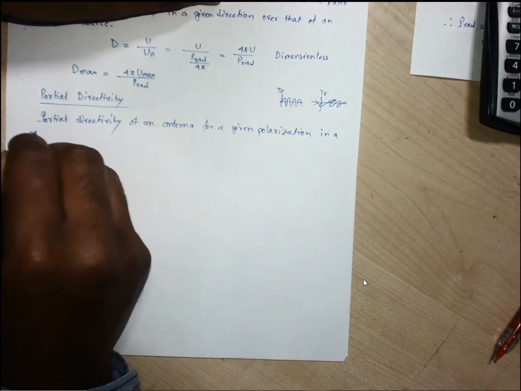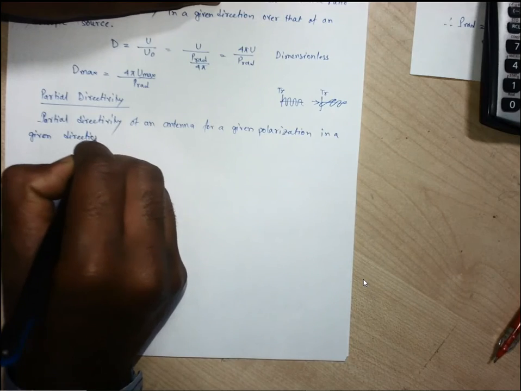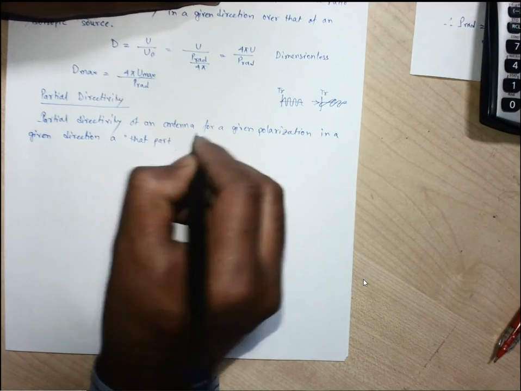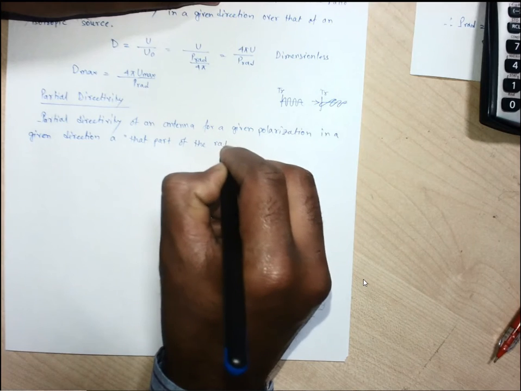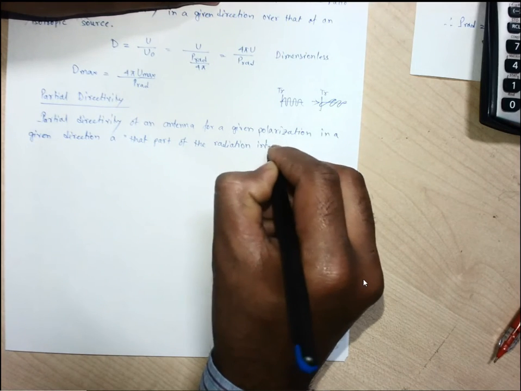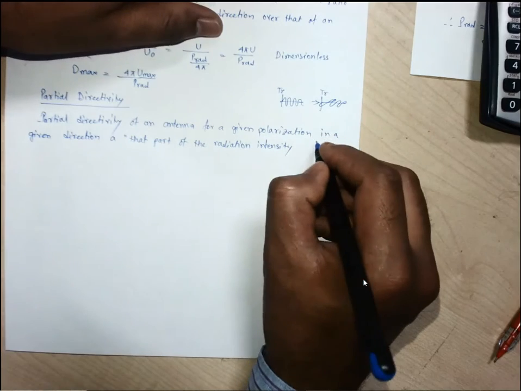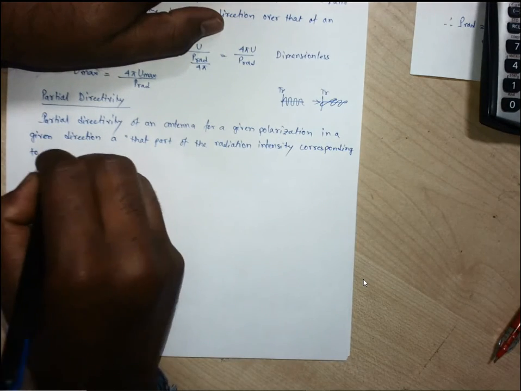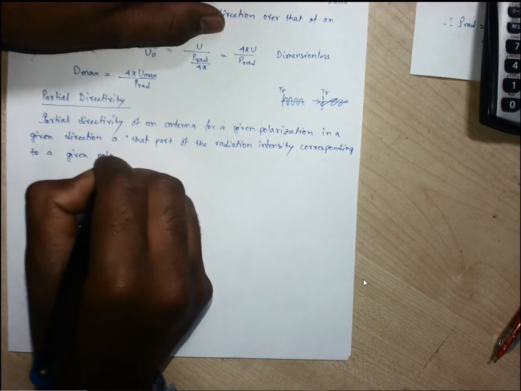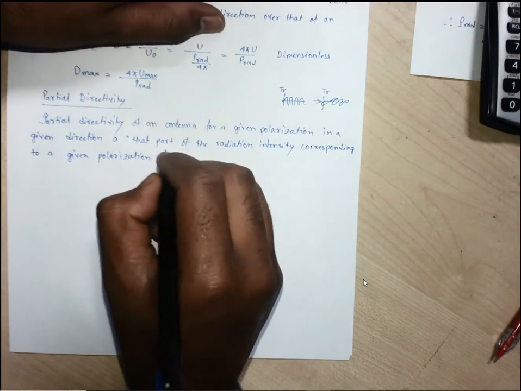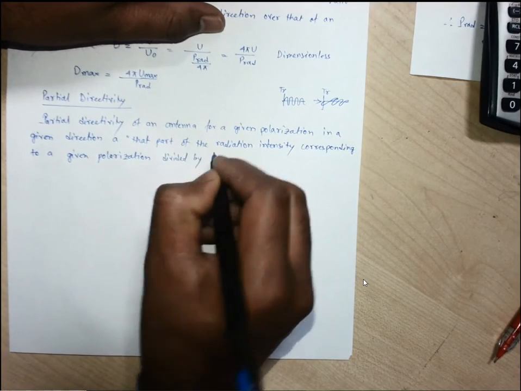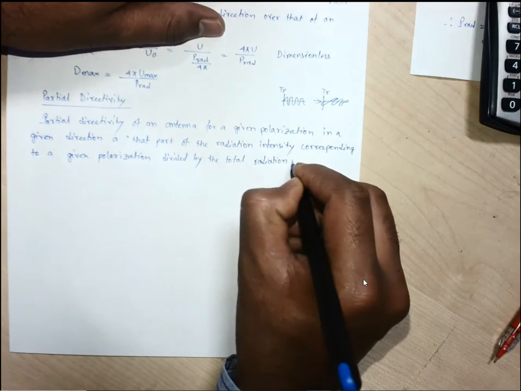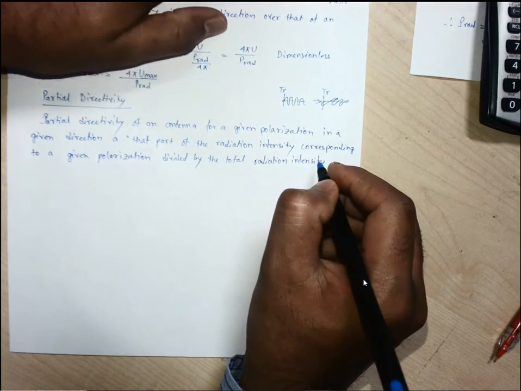Depending upon this kind of polarization or orientation, you will have the partial directivity in a given direction as that part of the radiation intensity corresponding to a given polarization, divided by the total radiation intensity averaged over all directions. Same.